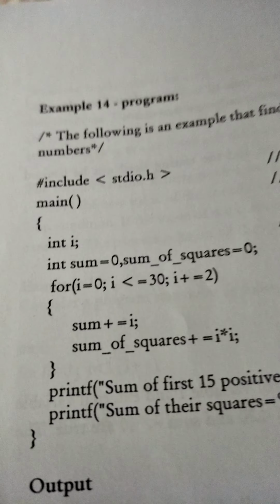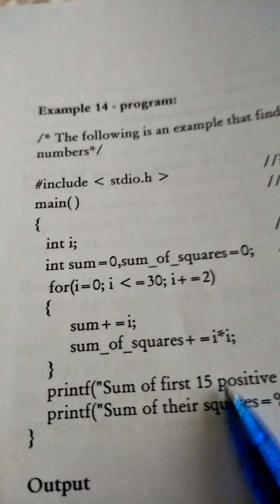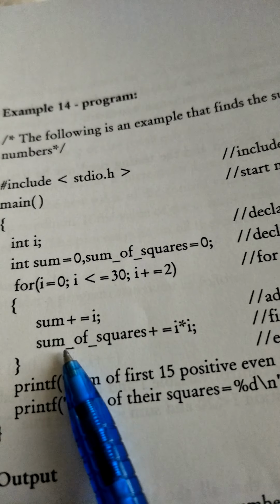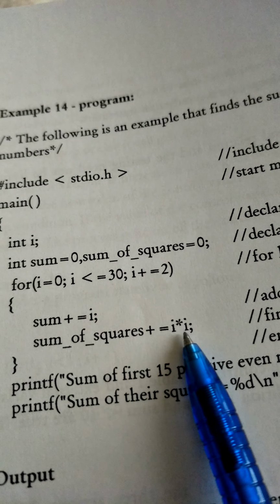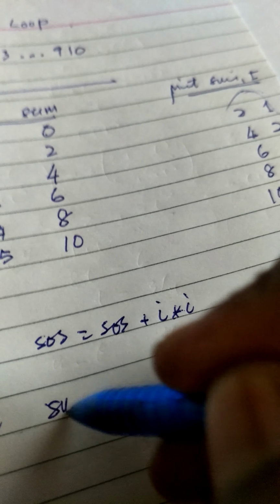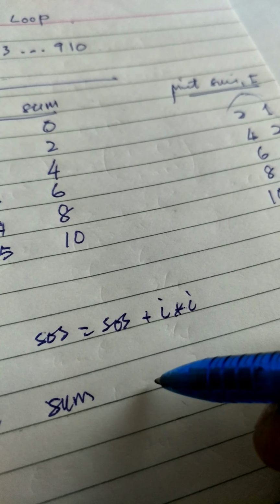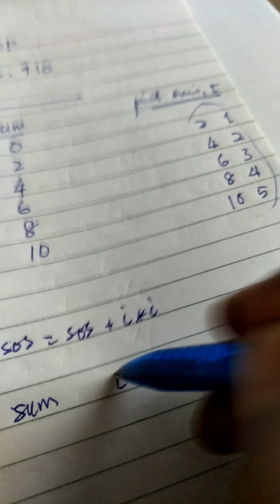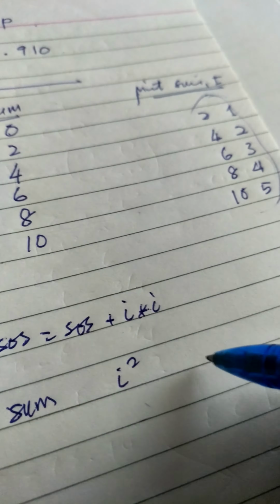Now, okay. So how do we do the working process here? We need I, we need sum, and we need sum of squares. You need I squared as well. So if you want to do this, you have to write I. What else? We need sum, and then we need I squared. Then we need sum of squares. So this is your working process.